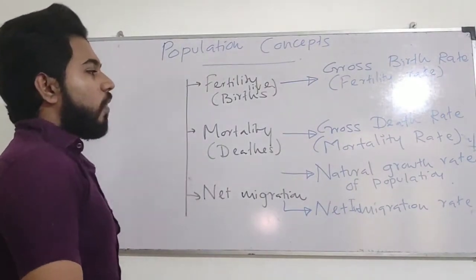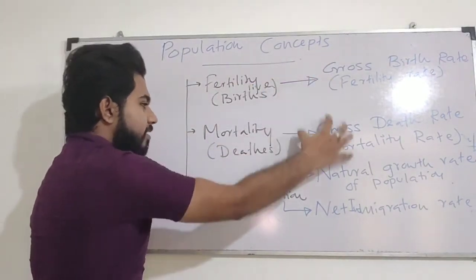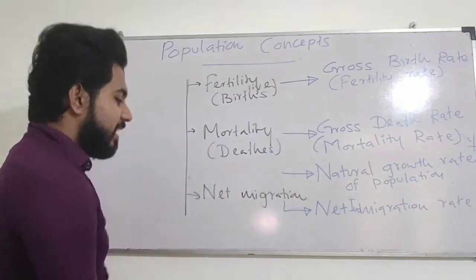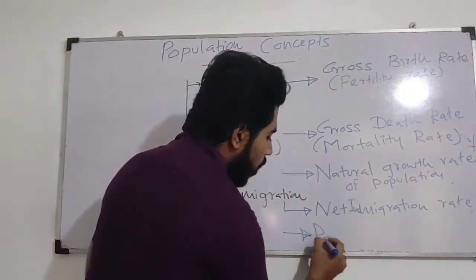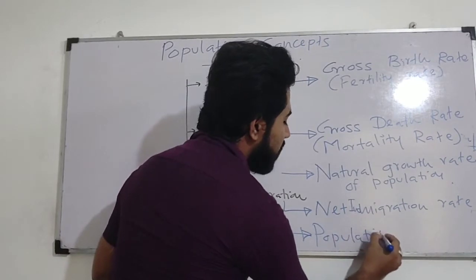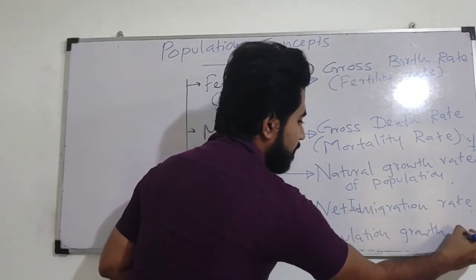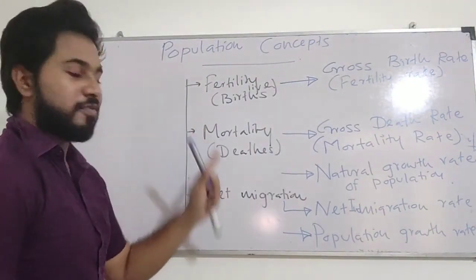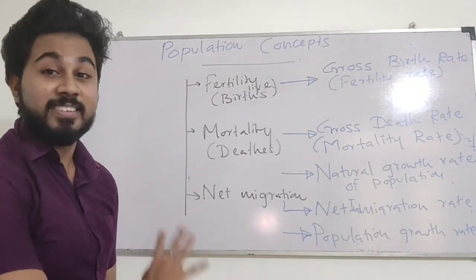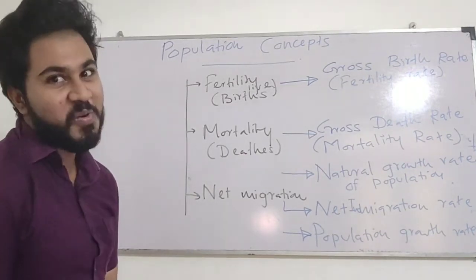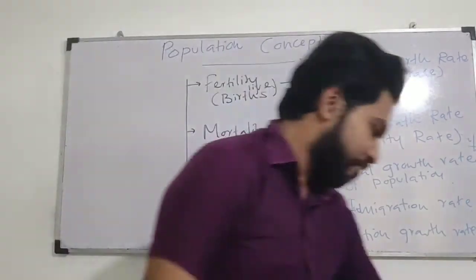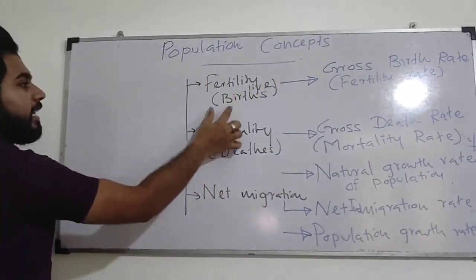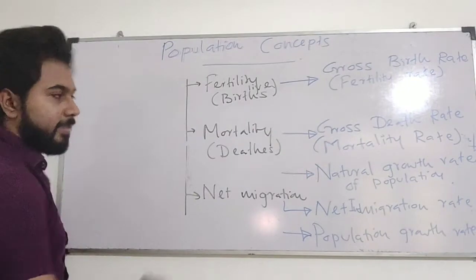So after discussing the first 4 concepts or first 4 population related ratios, then we will discuss the last concept, that is population growth rate. Nice, good. So I think all these 5 concepts are clear for you. This is the lesson map of this video. Right, let's go to the first part. That is gross birth rate or fertility rate, which is related with fertility or live birth.